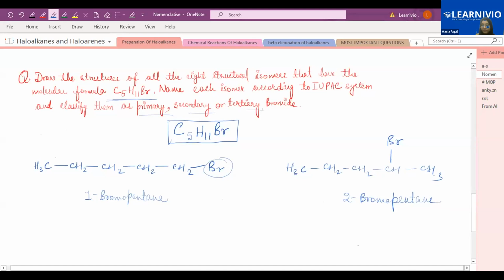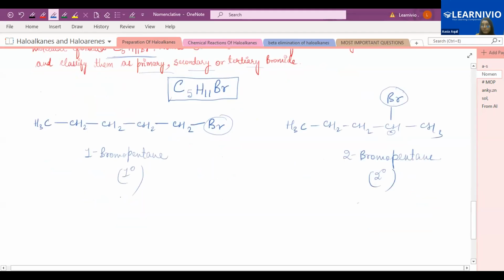Tertiary. Are you sure it's tertiary? I think I have discussed it in the previous class. You have to see the bromine group, right? The bromine group is, sorry, second. So this carbon is further attached to 2 groups. So this is your secondary carbon, right? And this is your primary halide.